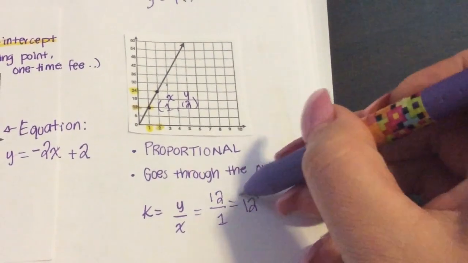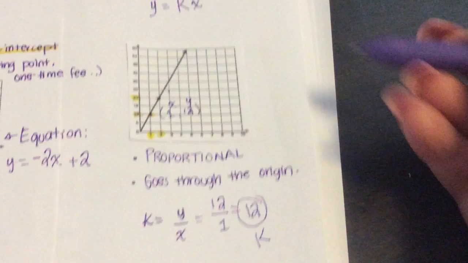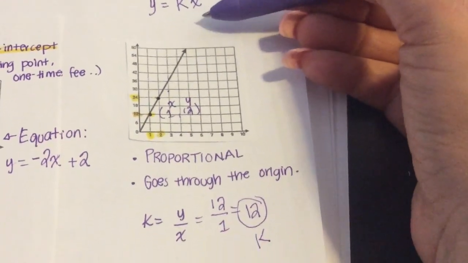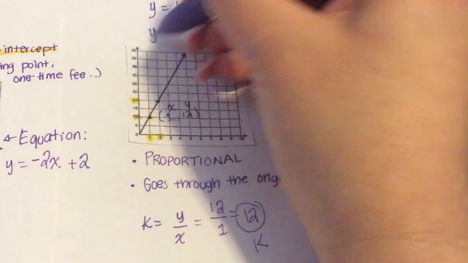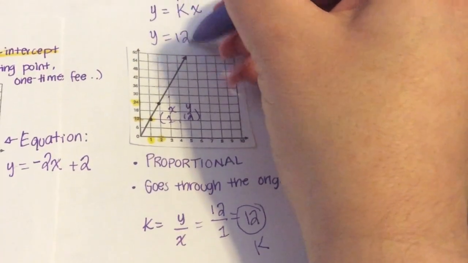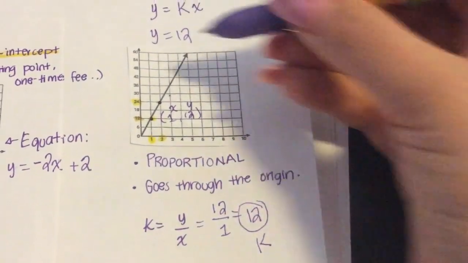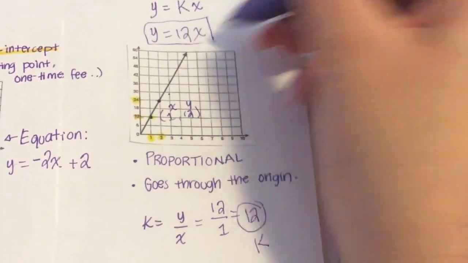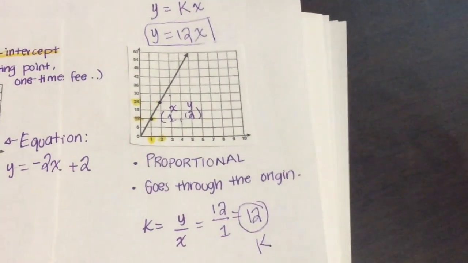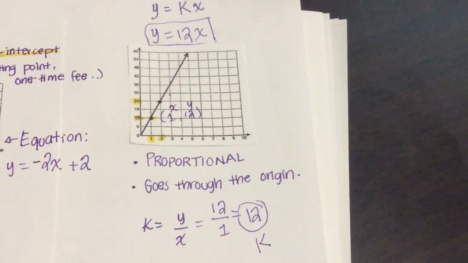So I'm going to use this k in this equation. To create the equation for this graph, I would just do y equals 12, because I figured the 12 right here, times x, which is much simpler than the other equation. You're going to have to solve problems like this.